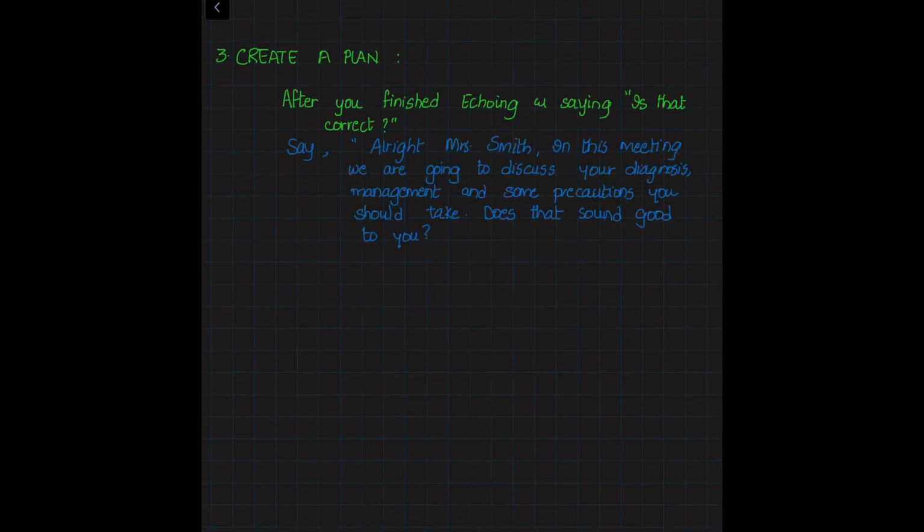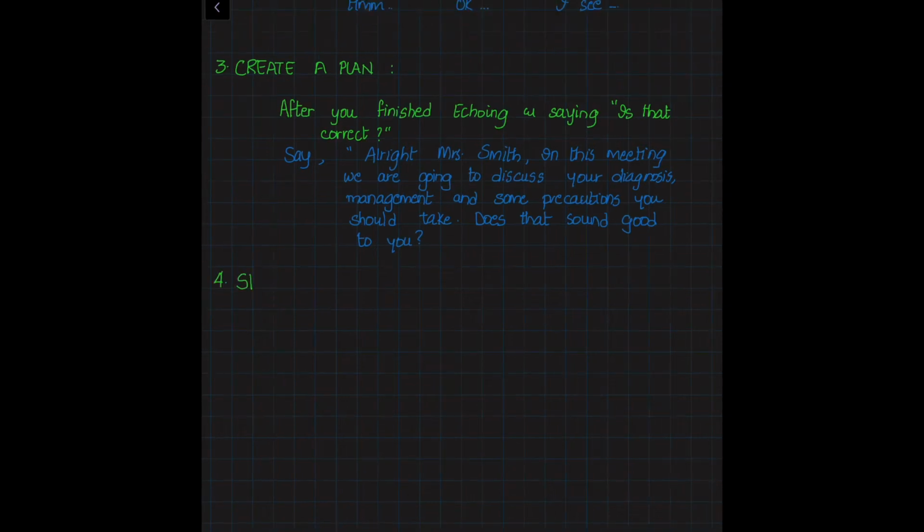The third step is to create a plan. After the intro, the patient will tell you his or her symptoms. Then you will use the echo tip to which the patient will respond. After that, it's good for you to create a plan and inform the patient what you're going to do in this visit. You could say, "All right, Mrs. Smith, in this meeting, we are going to discuss your diagnosis, management, and some precautions you should take. Does that sound good to you?"